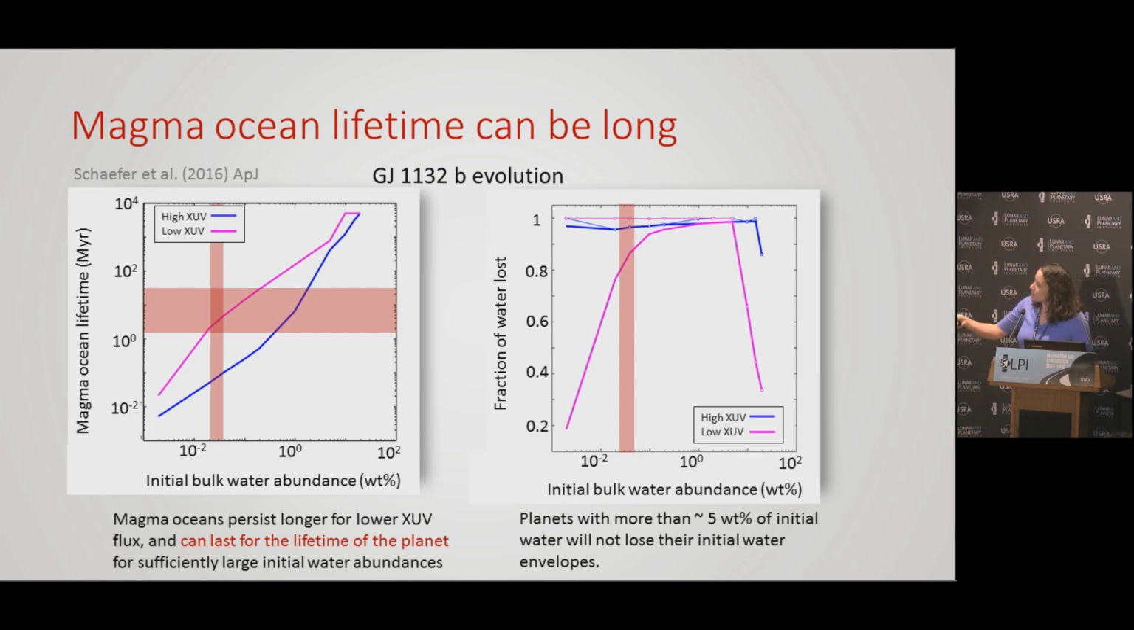The water that is remaining in this low XUV model is actually trapped within the mantle. So there isn't a significant water reservoir on the surface of this planet at the end of these evolution models, but there remains a fair amount of water within the interior that could potentially be brought to the surface in later episodes of melting.